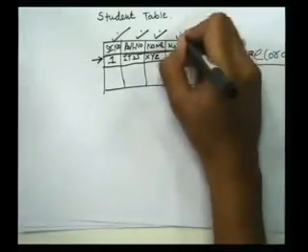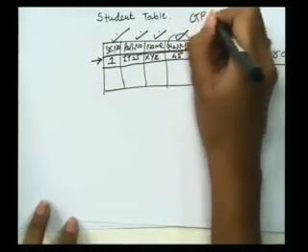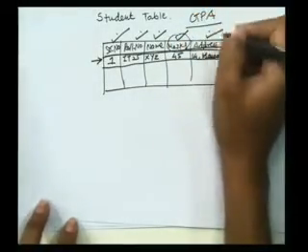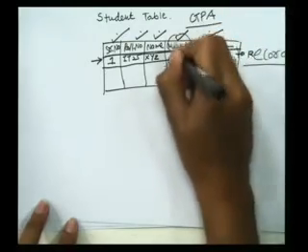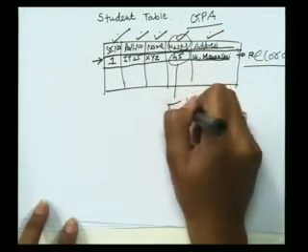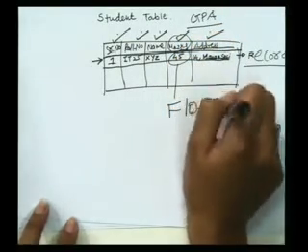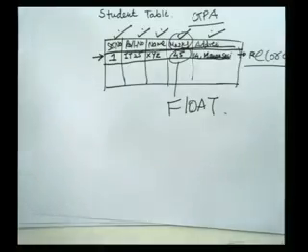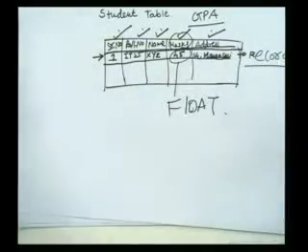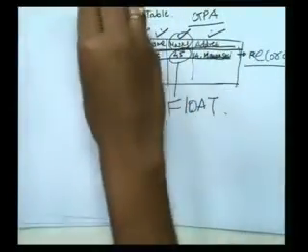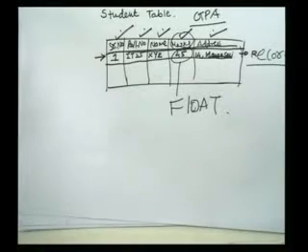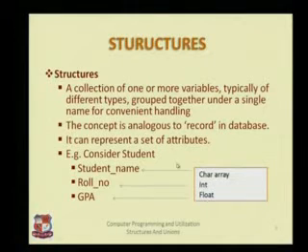If I am considering GPA rather than marks, say your CPI or SPI, in that case this will be float, right? So we do not have a fixed data type, because they are of different types. If I want to consider that student in my programming language C, I need to take a structure analogous to this particular record.